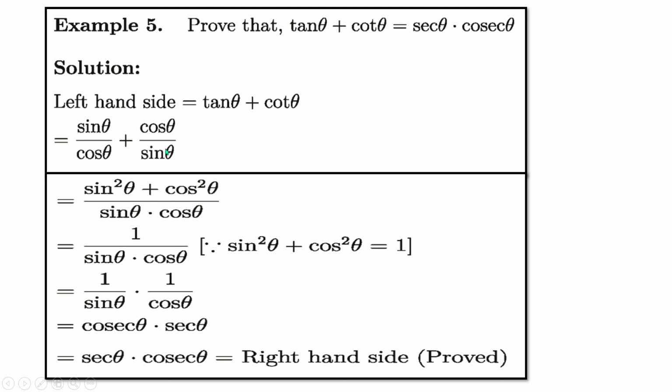The LCM will be this, and the rule is that at first you have to divide this by this and multiply the numerator with the quotient. Similarly here also, cos square theta. And we know sin square theta plus cos square theta is equal to what? 1. This is 1, and this is equal to, we can write, 1 by sin theta into 1 by cos theta. So 1 by sin theta is equal to cosec theta, and 1 by cos theta is equal to sec theta. As here it is given sec theta, cosec theta, so at first we write sec theta, then cosec theta, and this is the right hand side. So the proof is complete. Very easy.